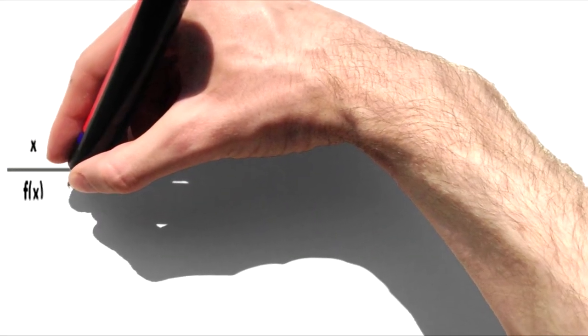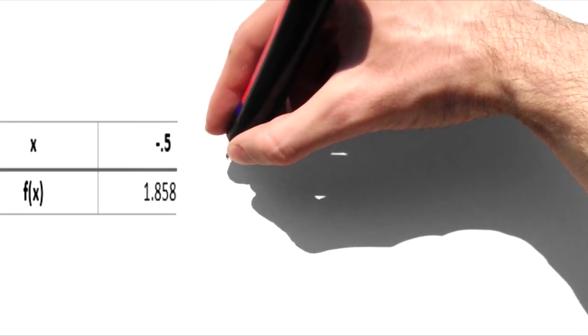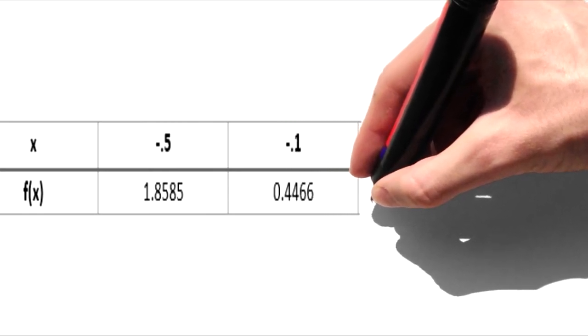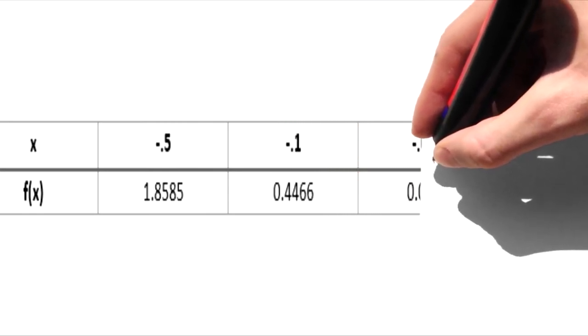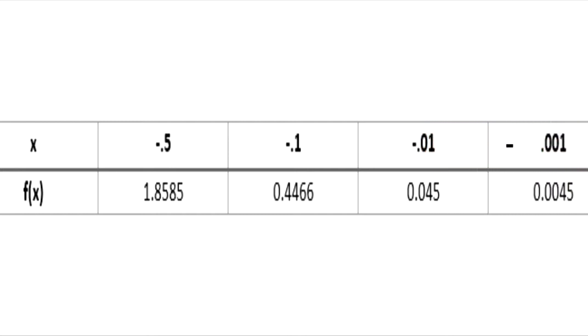Using the table values, we do the same thing as we did earlier. For x value negative 0.5, substituted in 1 minus cosine of 3x over x, we get negative 1.8585 or negative 1.86. Next we have negative 0.1. Substituted and we get negative 0.4466 or simply negative 0.45. Next is negative 0.01. Substituted and we get negative 0.045.